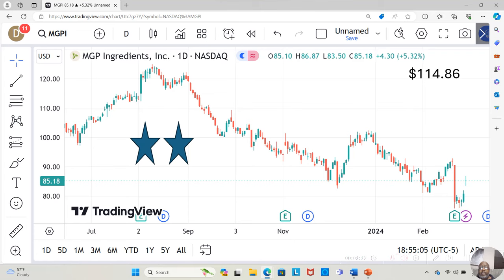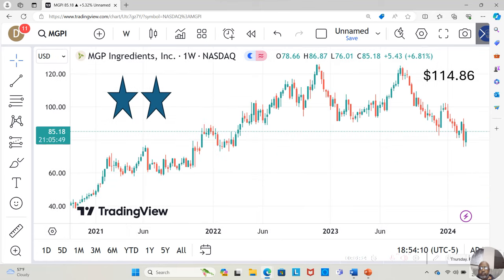This is a daily chart. Now, if we go back to the weekly chart, we see the stock drop dramatically, but now it's started to move back up. So I'm going to provide you the earnings for this stock. Notice now that the price of the stock is $85.18 a share, which you can see on the left side of your screen.